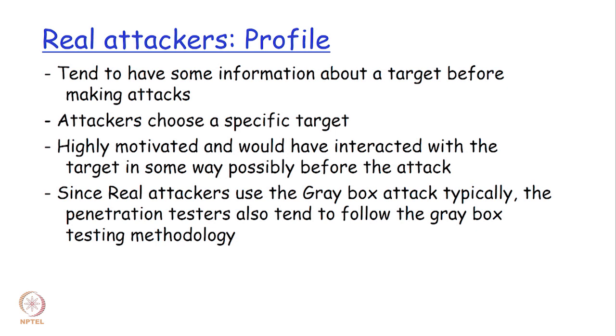So, it could be a very generic detail, or a very specific detail that could have been sourced through non-technical means, maybe by contacting a friend on the phone to get some details, or meeting somebody over a cup of coffee in a coffee shop, and so on and so forth, right. So, they will try to have some information about a target before starting the attacks, and attackers will specifically choose one single target at any point in time.